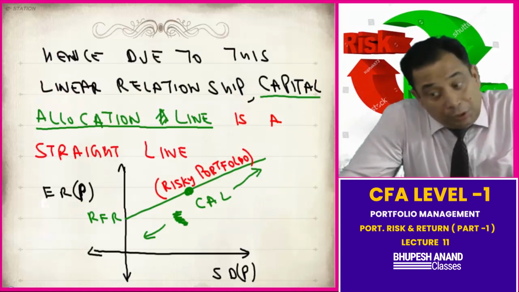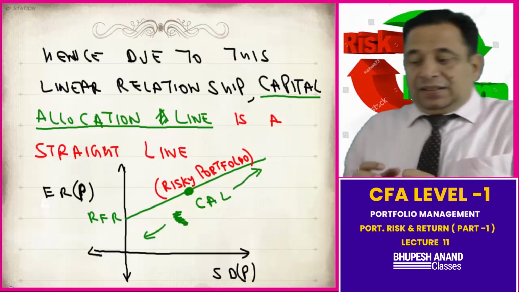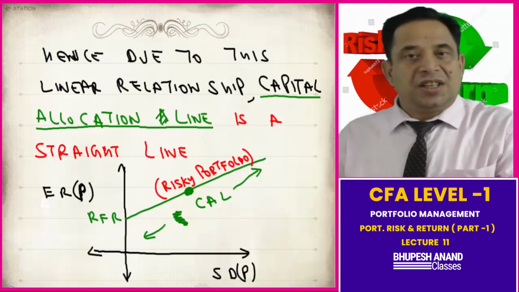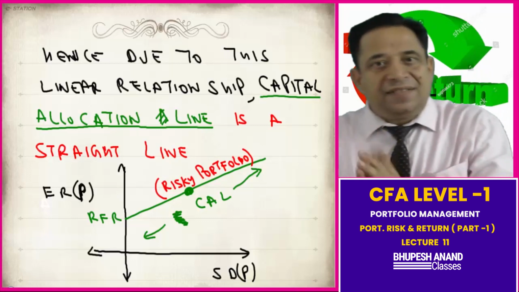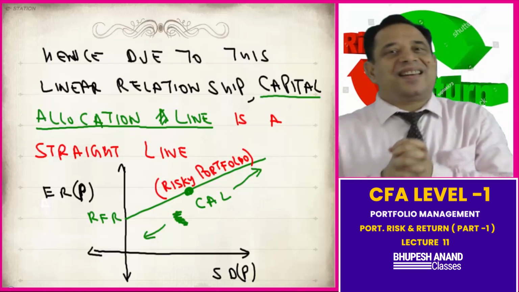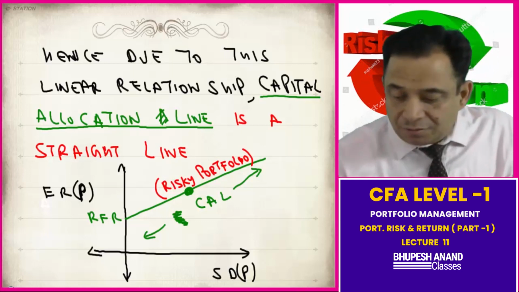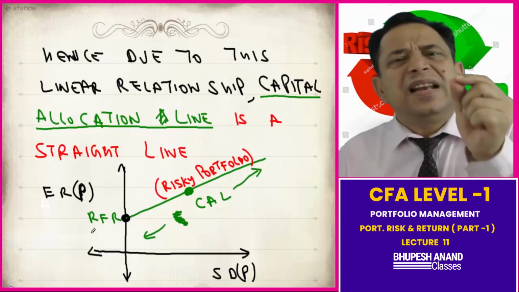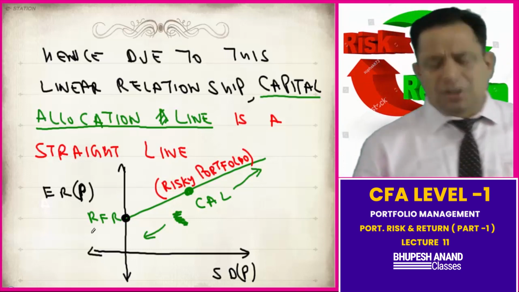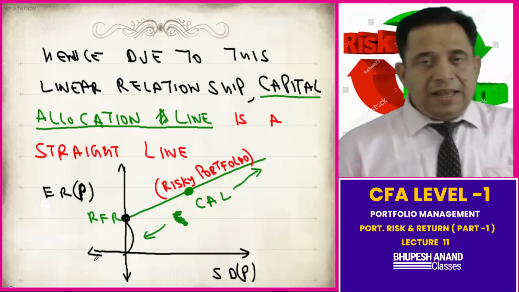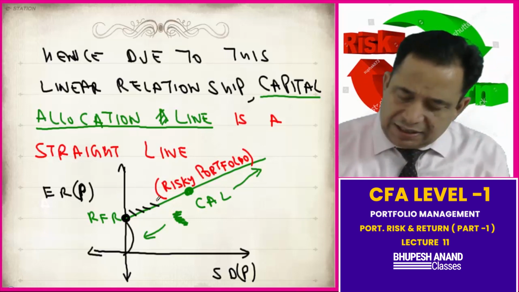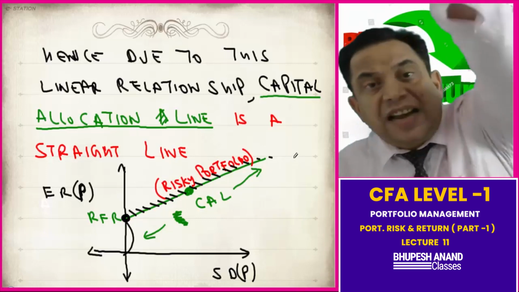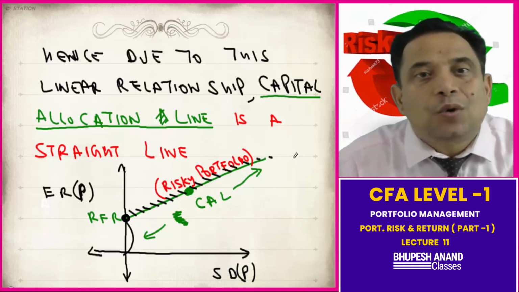Hence, due to this linear relationship, I have prepared a graph, a line, which is named the capital allocation line. The capital allocation line starts from here, because an investor will invest something, 100% if needed, in a risk-free asset. So this is risk-free. He will start from here, and then risky. This will be the risky portfolio, and this whole straight line will be named the capital allocation line.